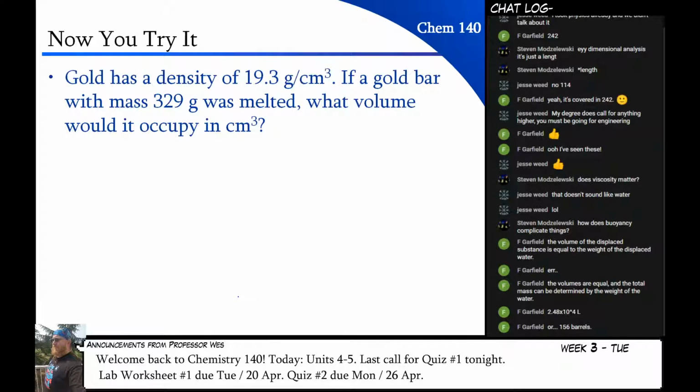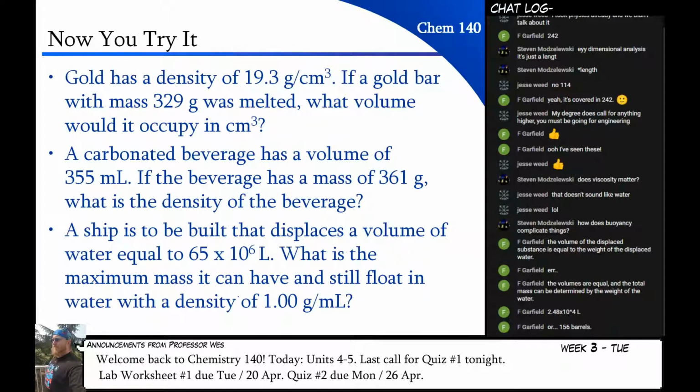All right. Do I have more problems for you to try? I do. Here you go. So if I have gold, and gold's density is 19.3 grams per cubic centimeter, what volume would 329 grams of gold melt down and occupy? Second question, I have a carbonated beverage. Here's its volume. Here's its mass. What's its density? That's easy enough to do.